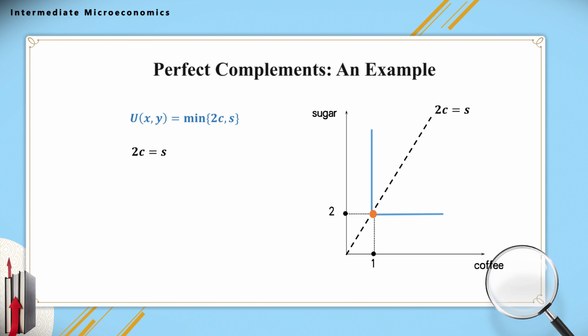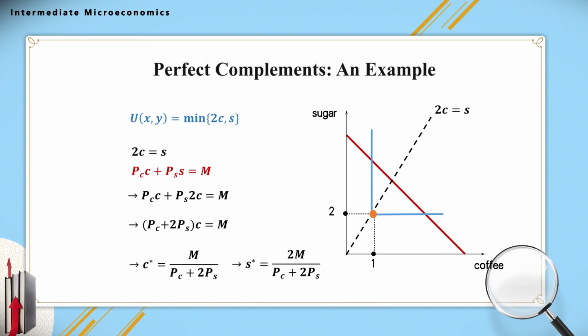Given the price of coffee Pc, the price of sugar Ps, and the income M, we can write the budget constraint. Plug s equals 2c into the budget constraint. We get the demand for coffee and the demand for sugar.